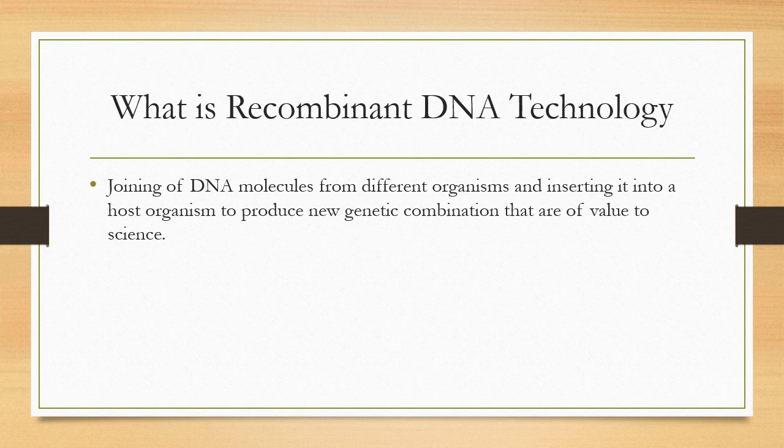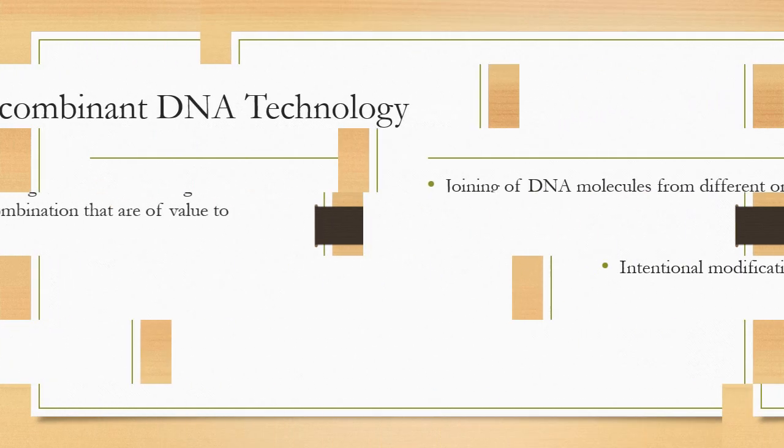So we bind these new genes together and then we replicate them in an organism known as our host, for which we mostly use bacteria. And then it produces new genetic combinations, and now we can use these new genetic combinations in various fields of science for practical work. So simply put, recombinant DNA technology is the intentional modification of an organism's genome, for short.